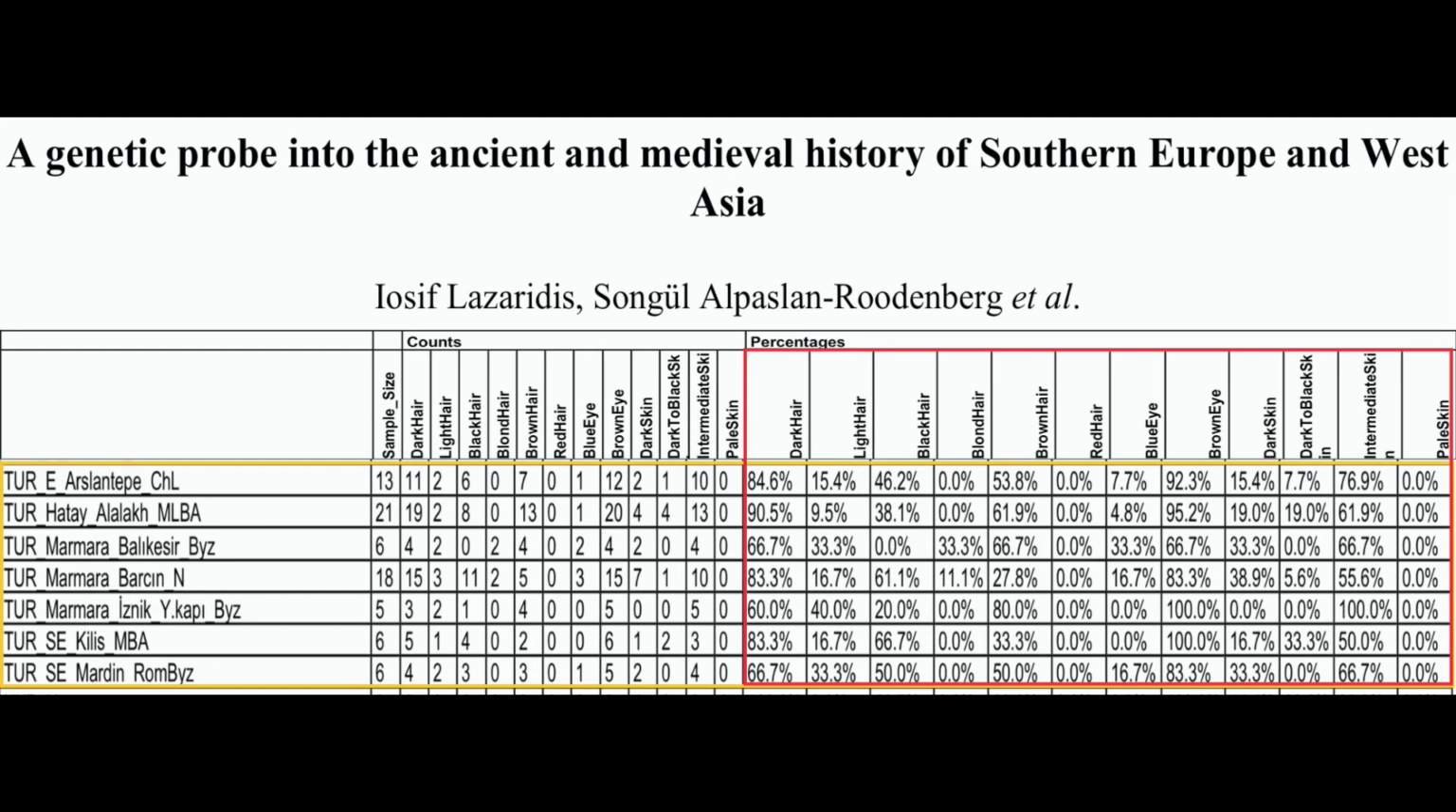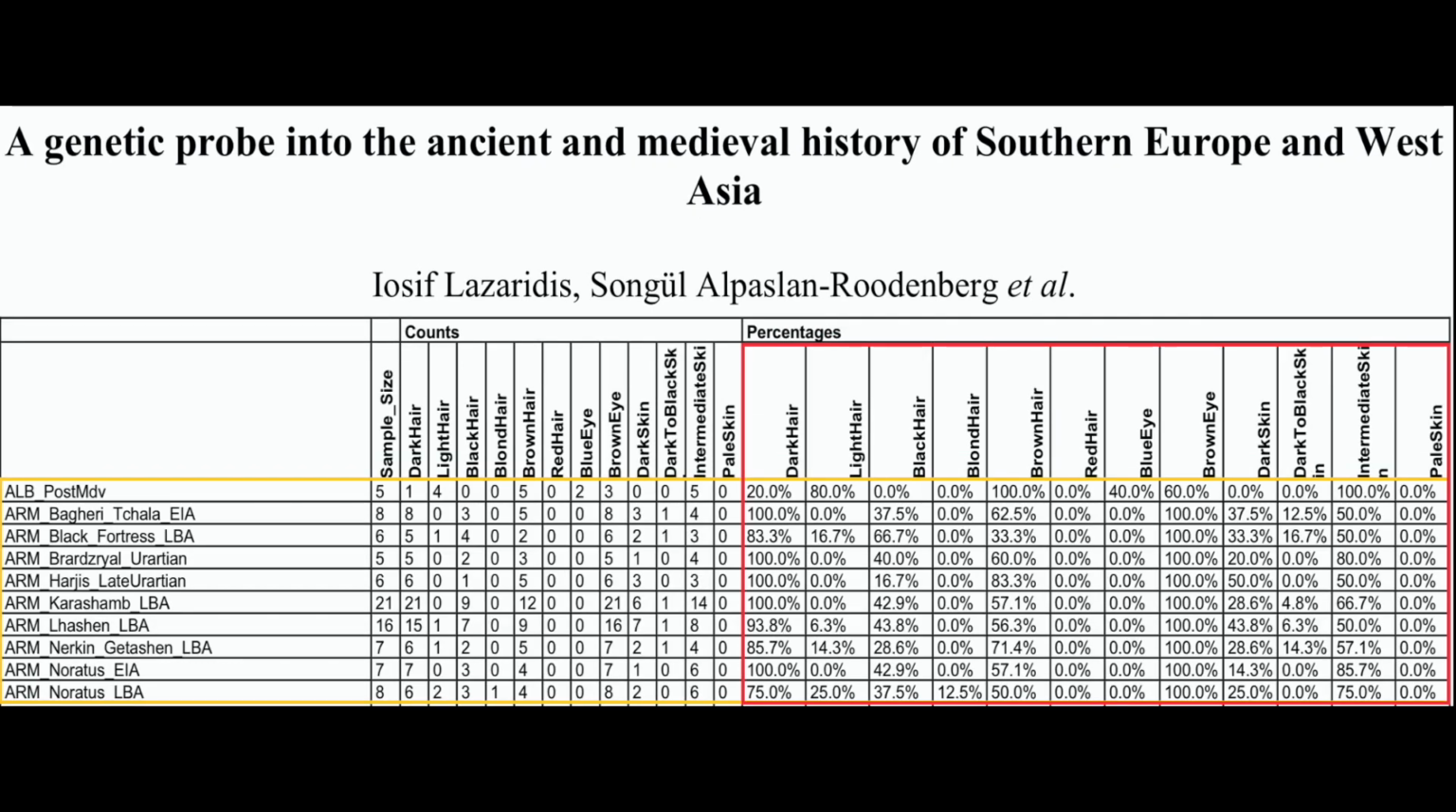And the same can be said for Turkey or Anatolia. Again, you can pause to look at the percentages, but basically 0% pale skin in ancient Turkey or Anatolia. The majority of the population has dark hair, black hair, brown eyes, dark skin, dark to black skin, and intermediate skin. So again, these populations are dark featured for the most part. And the time frame that these papers are looking at is from the Chalcolithic to the late Bronze Age.